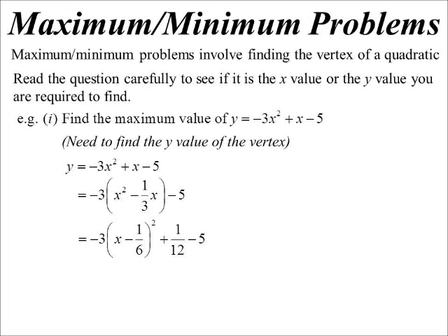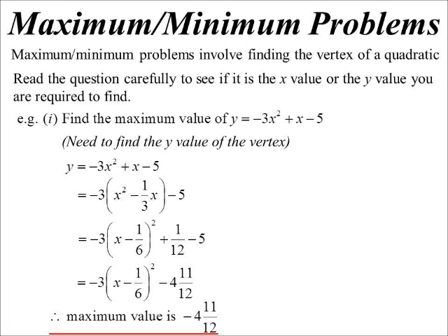But when I expand out negative 3 times minus a sixth squared, I don't get negative 5. What do I get? 1 on 6 squared is 1 on 36. Negative 3 times 1 on 36 is negative a 12th. So to balance back in, we add a 12th. Okay, we know where we've moved the vertex to. We want the y value. The y value would be minus 4 and 11 twelfths.